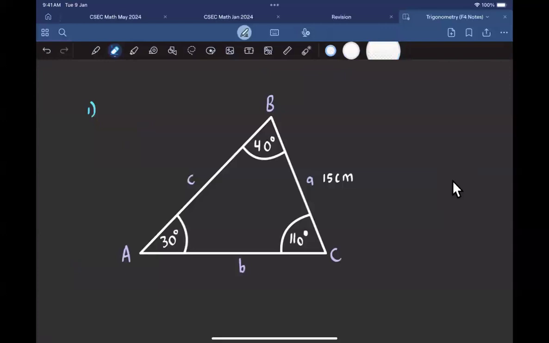So let me just change up the proportions a bit. Let's call this 40. We'll call this 60. And if this is 40 and 60, what do you reckon we label this? 90? That'll be too much. 60 plus 40 is 100. We have to add 80 to get 180.